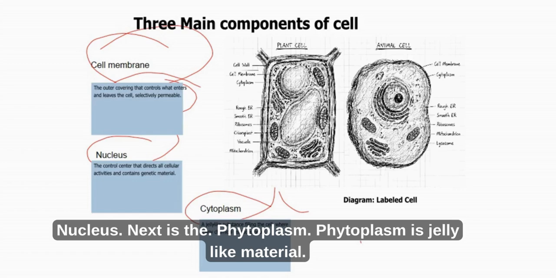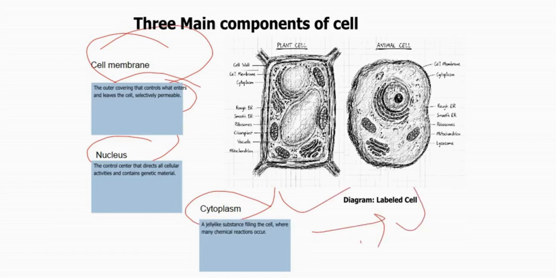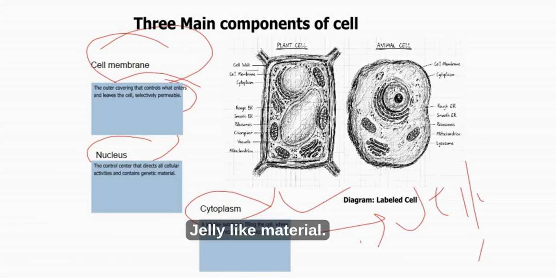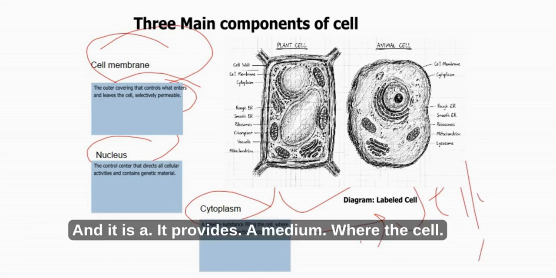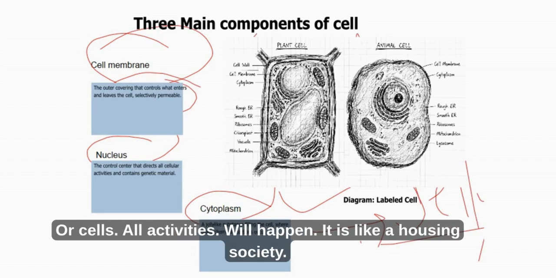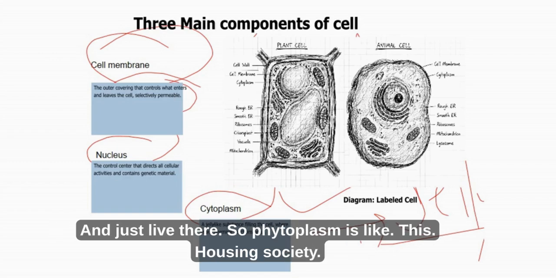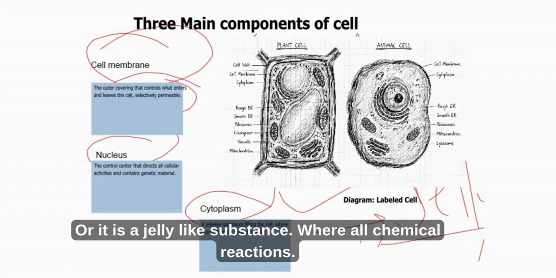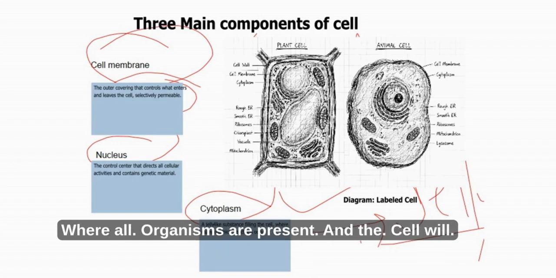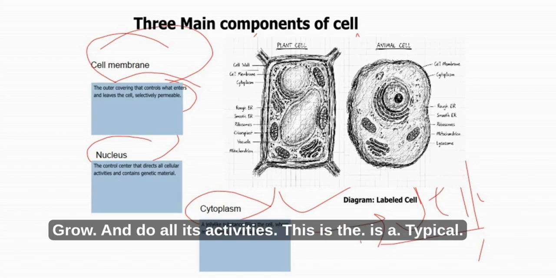Next is the cytoplasm. Cytoplasm is a jelly-like material, and it provides the medium where all the cell's activities happen. It is like a housing society where all facilities are provided. You just have to build a house and live there. So cytoplasm is like this housing society, a jelly-like substance where all chemical reactions happen, where all organelles are present, and the cell will grow and do all its activities.